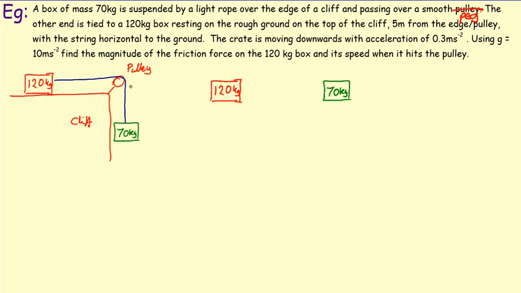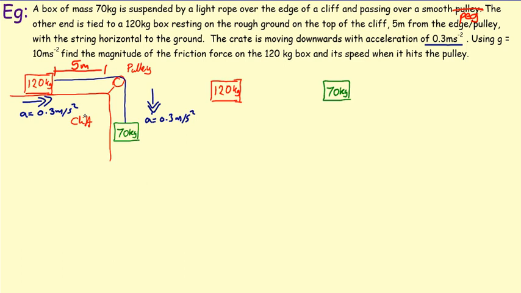And so the other end is then tied to this object at the top of the cliff. We're told that it's 5 meters from the edge, and that it's accelerating with a known acceleration. So here we're going to have acceleration equals 0.3 meters per second squared. And same again up here, that's going to be accelerating with 0.3 meters per second squared.